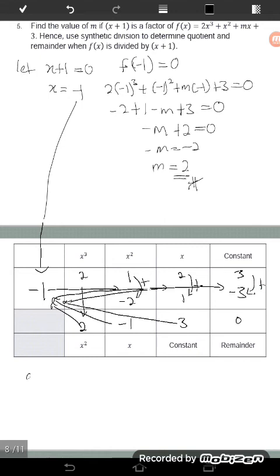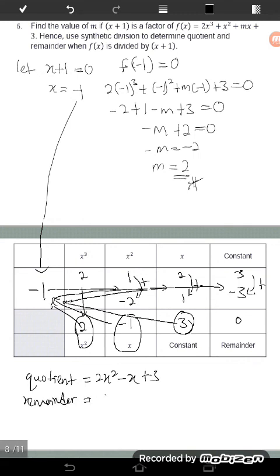Okay, so therefore the quotient is equal to 2x squared minus 1x, so minus x, and plus 3, positive 3, and then the remainder is equal to 0.